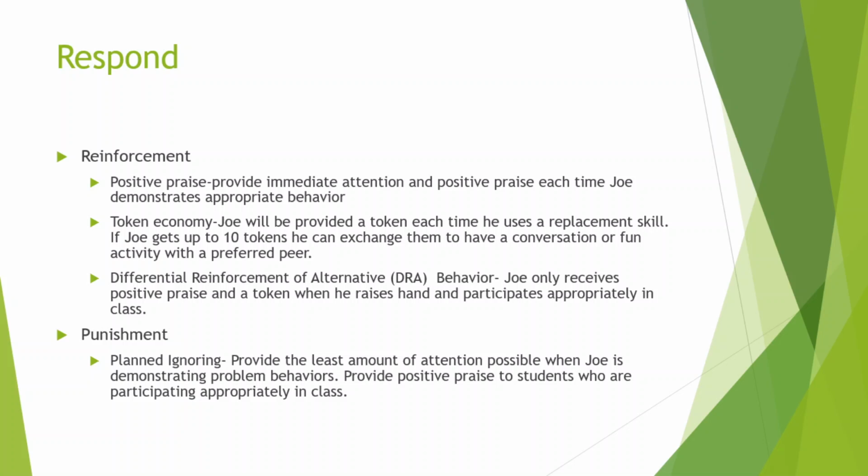preferred peer. And for Joe, I'm going to choose differential reinforcement of alternative behavior. Joe will only receive positive praise and a token when he raises his hand and participates appropriately in class. For punishment, I would use planned ignoring. Provide the least amount of attention possible when Joe is demonstrating problem behaviors. In this moment, you could also provide positive praise to students who are participating appropriately in class. And as soon as Joe starts showing that appropriate behavior, you would praise him immediately.